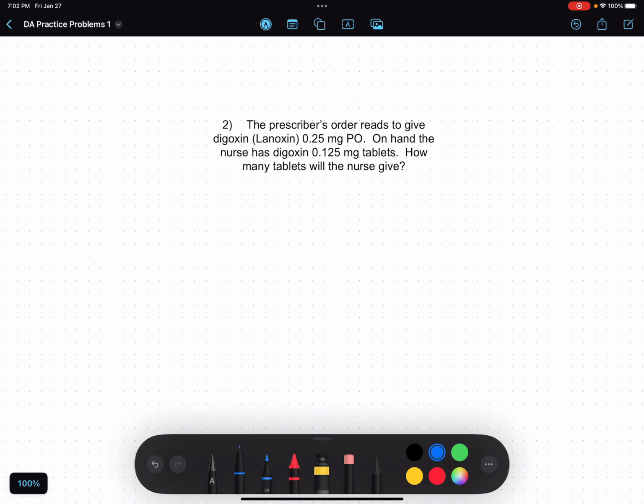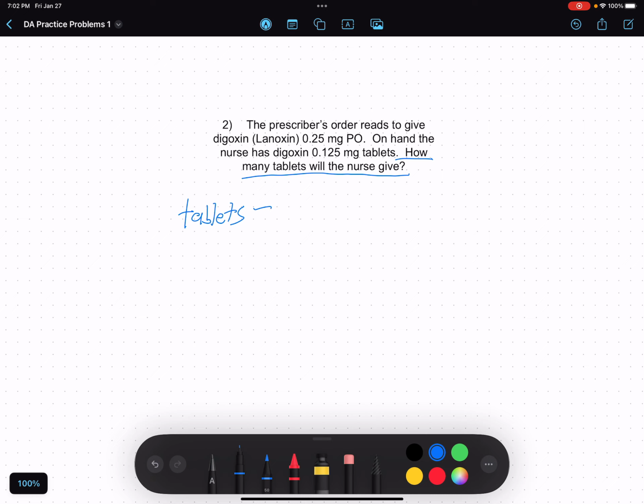So this is a very typical type of DA style question where you have a specific unit of measurement, we're converting to another specific unit of measurement. In this case, we have tablets and we have an amount of milligrams per tablet. So reading the question, we're going to start with, what do we want? The question reads, how many tablets will the nurse give? So based on that information, we know that we're going to start with tablets.